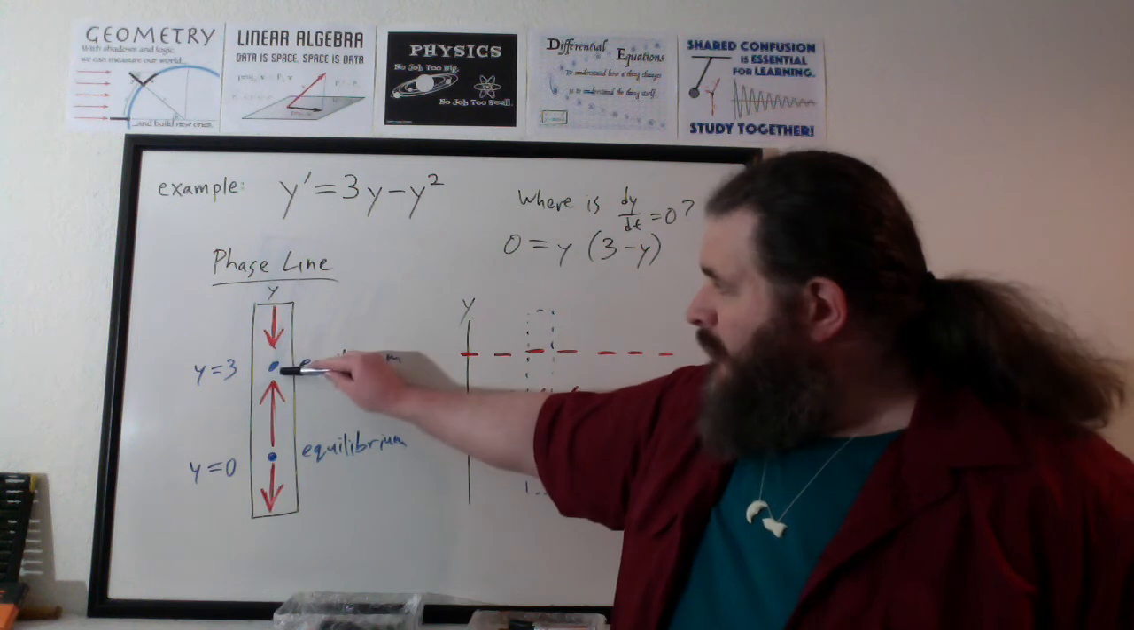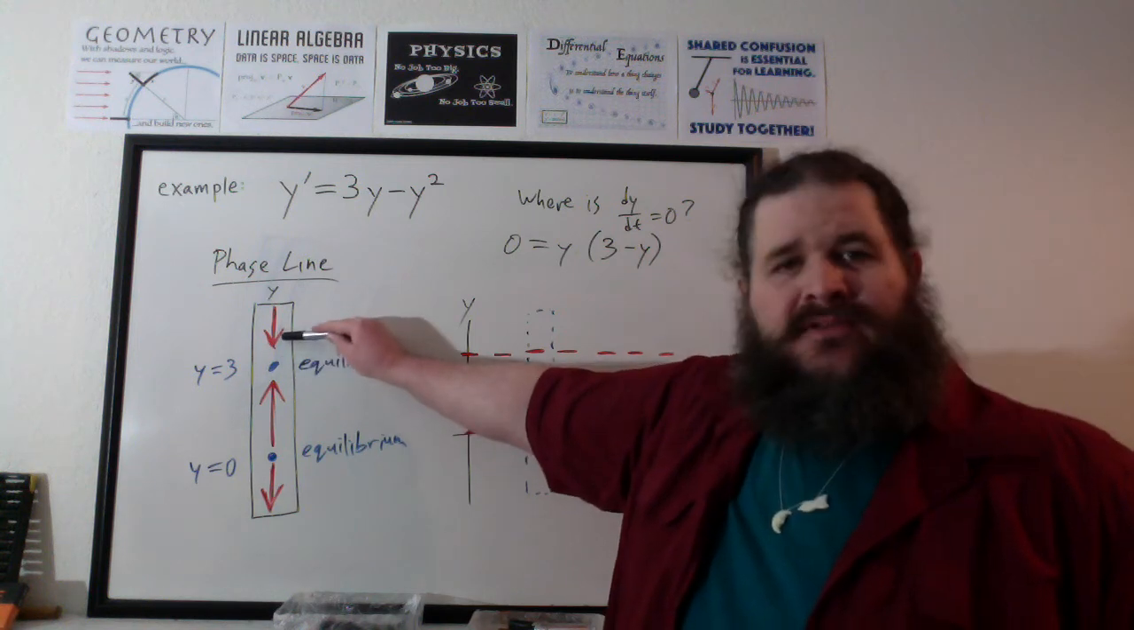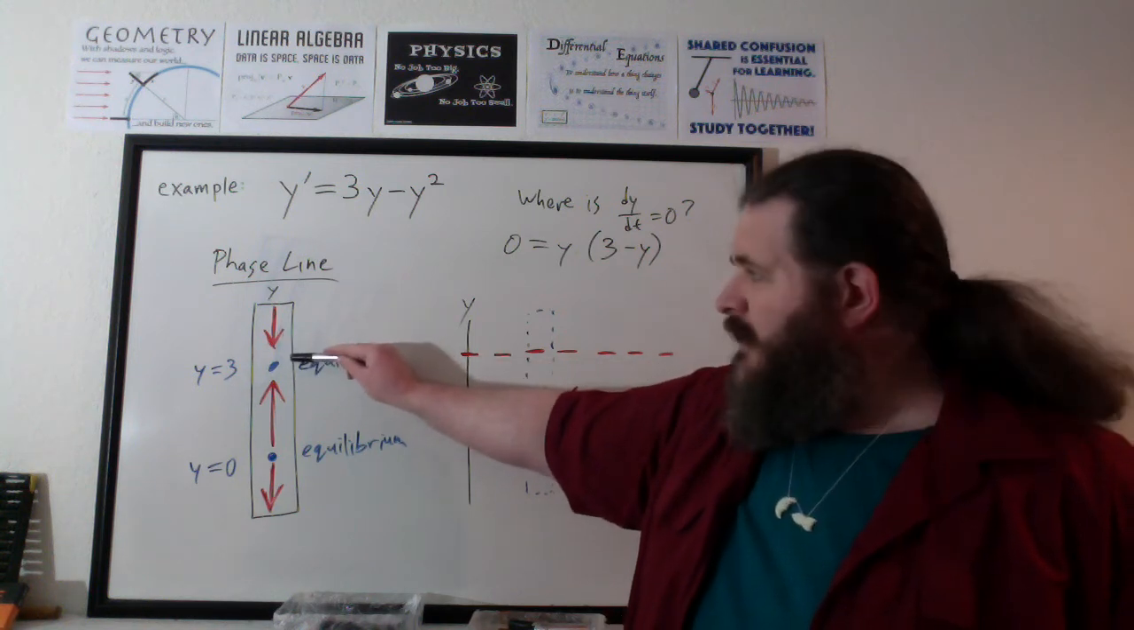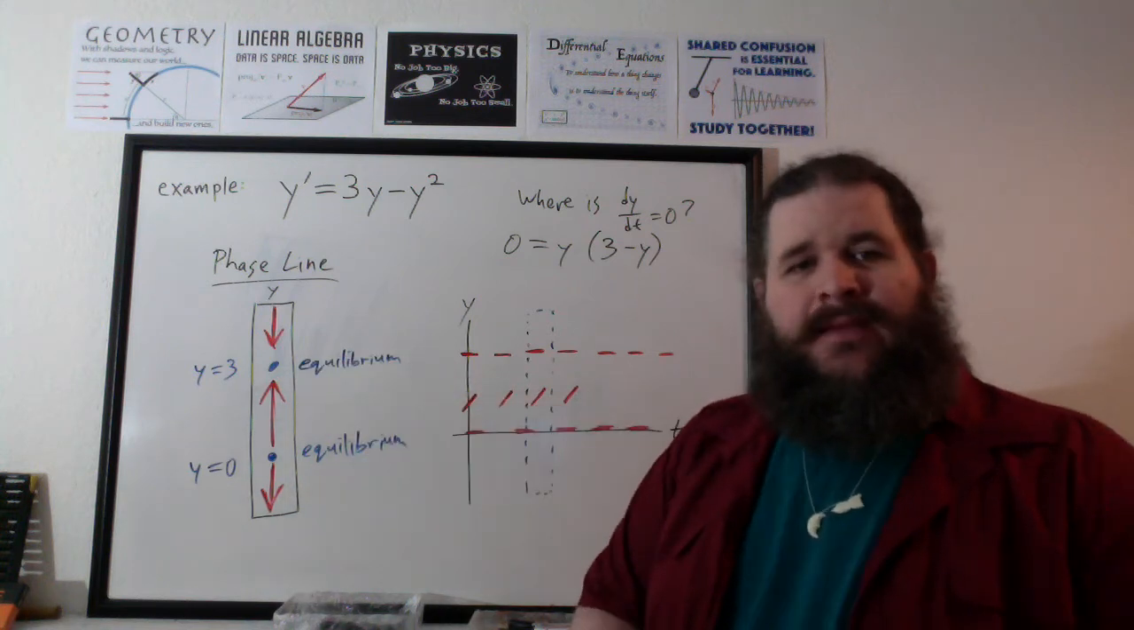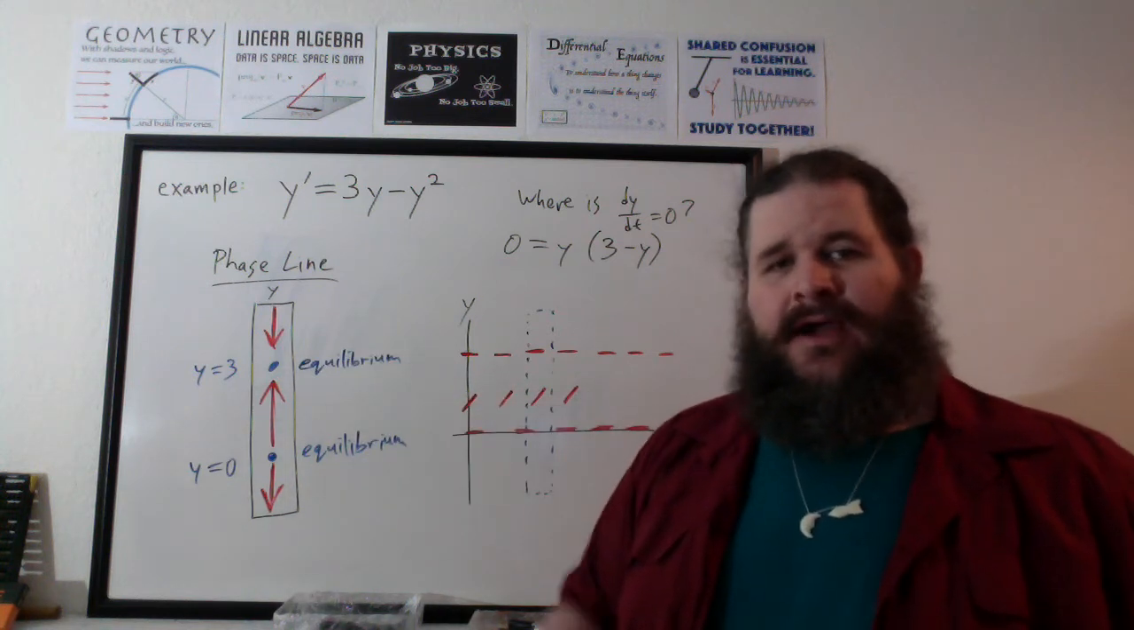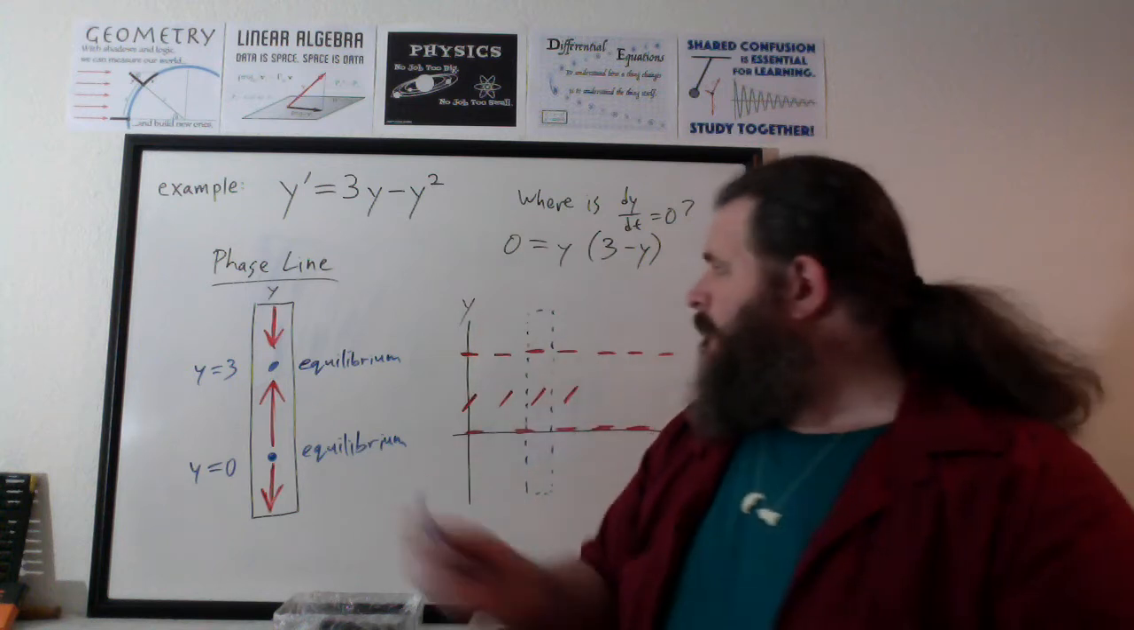But if we're near 3, let's say you're a little bit above 3, what happens? You get pushed back down to 3. Or if you're a little bit below 3, you get pushed back up to 3. So this is called stable equilibrium in the sense that if you're near there, you just get pushed back towards there.